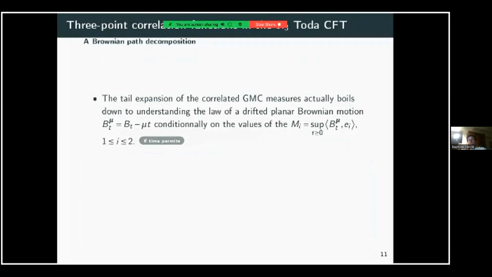When you study the tail expansion of correlated GMC measures, you use the radial angular decomposition of the GFF. You know that if you take the circular average of a Gaussian free field on circles of radius e to the minus t, you get a Brownian motion. So in the end, it should not be too surprising that if you want to study the expansion of correlated GMC measures, you actually end up studying planar Brownian motion. And you have a drift because your GMC measures have singularities.